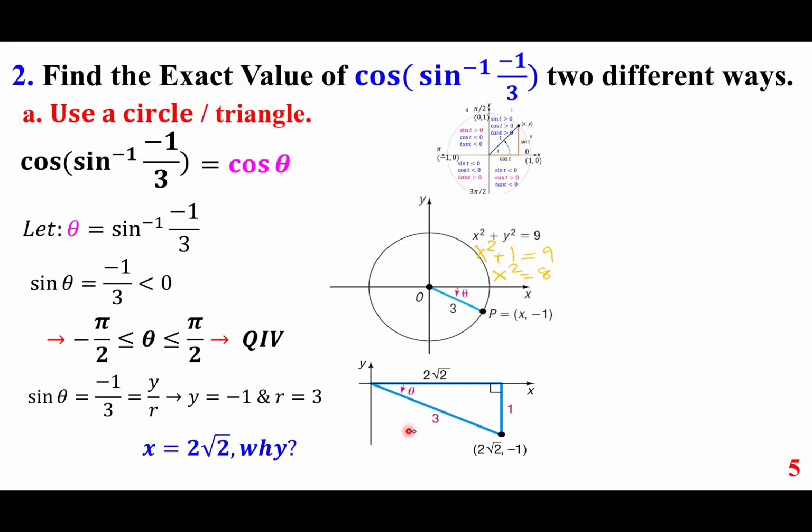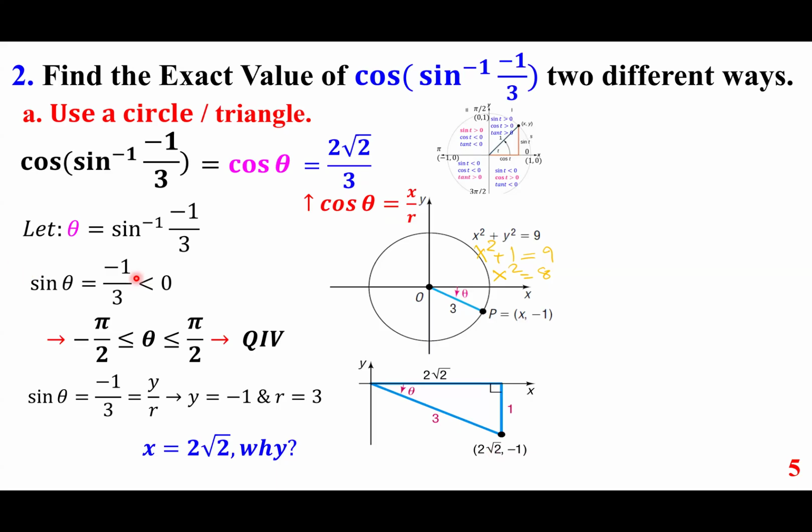If you look at the triangle here, here's 3, here's 1, makes it negative 1. Here's 2 square root of 2. And if we want cosine theta, it is x over r, or the adjacent over the hypotenuse. 2 square root of 2 over 3. So that would be using a circle, a triangle. You can go either way.